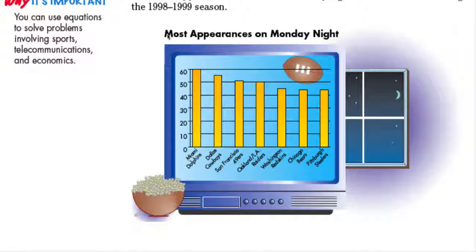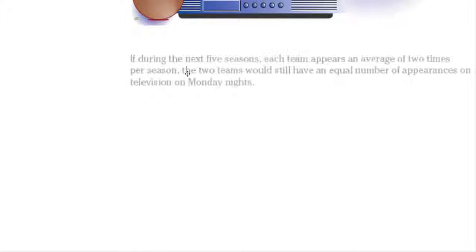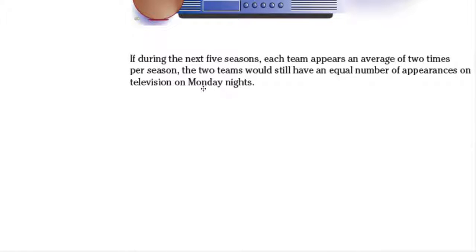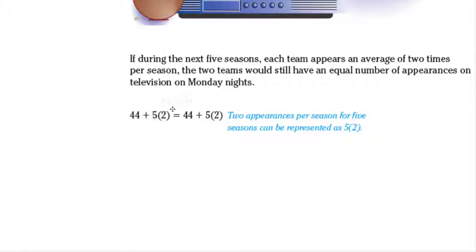So if during the next 5 seasons, each team appears an average of 2 times per season, the two teams would still have an equal number of appearances on television on Monday nights. That makes sense. 44 equals 44 for both teams.